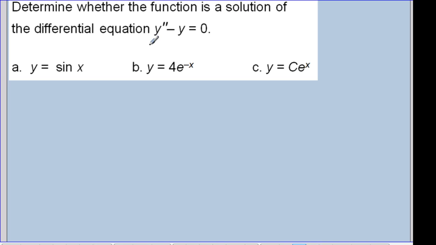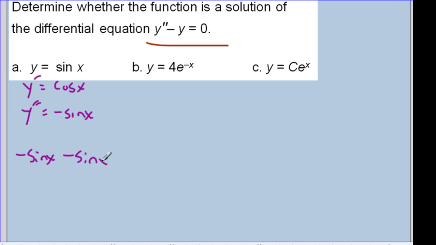Alright, let's take this example here. Determine whether the function is a solution to this differential equation, y double prime minus y equals 0. I'm going to do all three of these. If y equals sine of x, y single prime equals cosine of x, and y double prime, which is what we need, is negative sine of x. Substituting that in, I get negative sine of x minus sine of x equals 0. That is not a solution. So negative 2 sine of x equals 0? Nope, that does not equal 0.